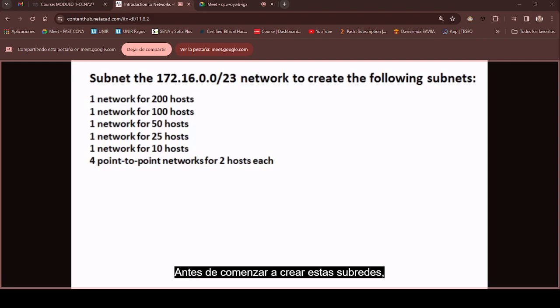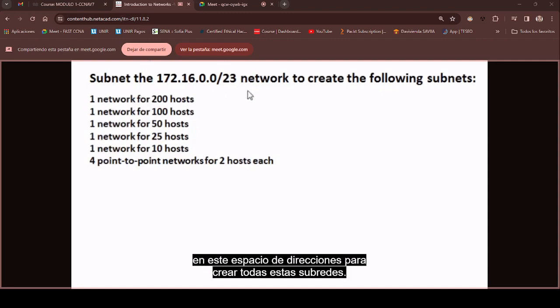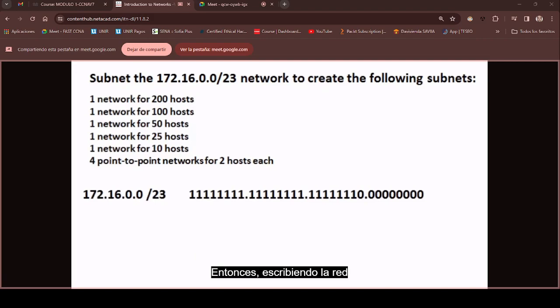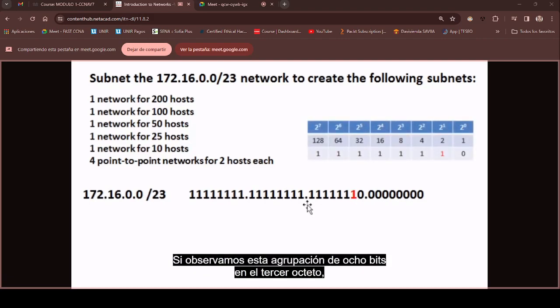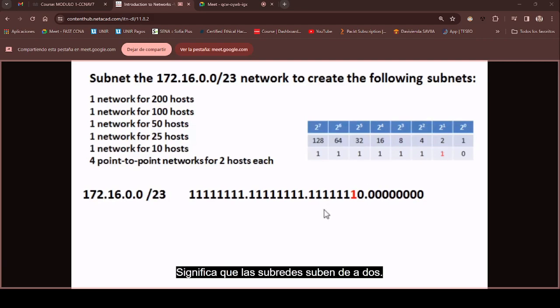Before I begin to create these subnets, I need to check to see if I even have enough addresses in this address space to create all of these subnets. So by writing out the network and the subnet mask in binary, we see that we have a /23 subnet mask. Here's 23 ones in binary. The last bit is in the 2's place. If we look at this 8-bit grouping in the 3rd octet, we see that the last one is in the 2's place. That means the subnets would go up by 2.